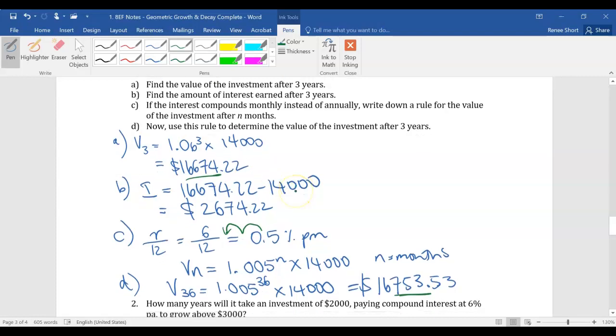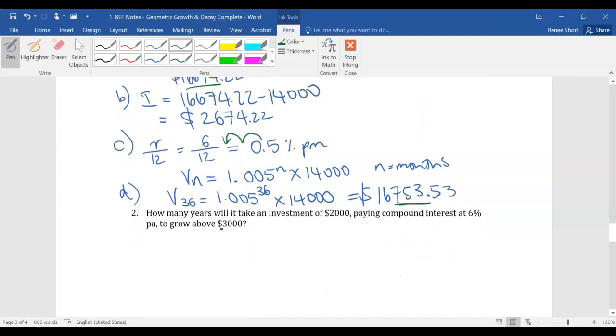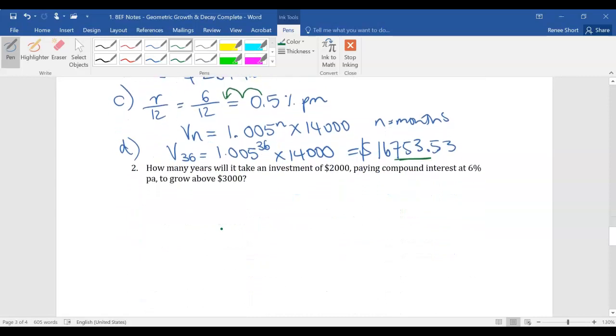Now, question 2 here, this is asking us how many years will it take an investment of $2,000 paying compound interest at 6% per annum to grow above $3,000 here. So what we need to do then is, first of all, create a rule that we're working with. And I know here that V0 is going to be $2,000, okay?